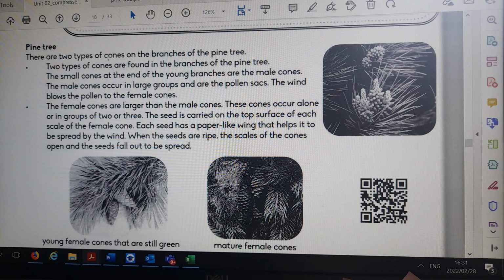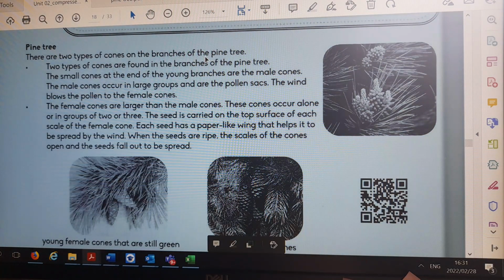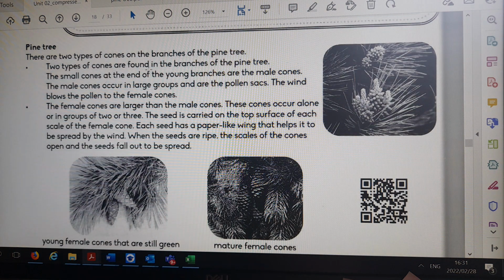There are two types of cones on the branches of the pine tree. I did not know that, but let's read. The small cones at the end of the young branches are the male cones. The male cones occur in large groups and are pollen sacs. So most of the cones that you will have on the tree are the male cones, and they carry the pollen.